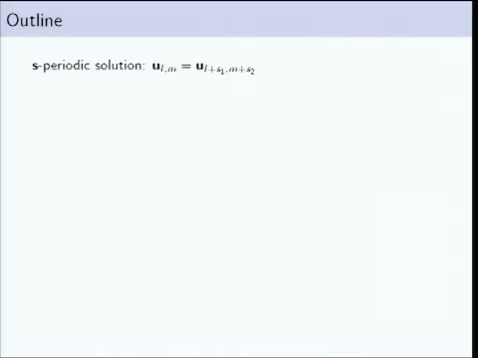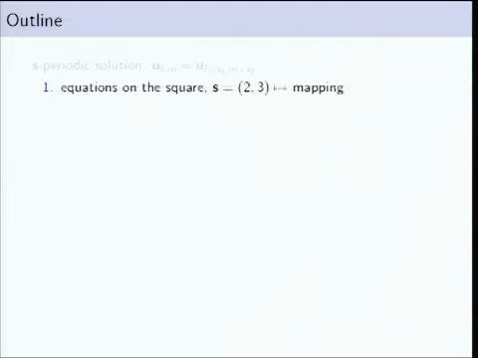A bit more specific, what I'm going to talk about is I'll first start off with an easy example, some equation defined on a square or an elementary plaquette of the lattice, and do a particular reduction and show you how you get your mapping.